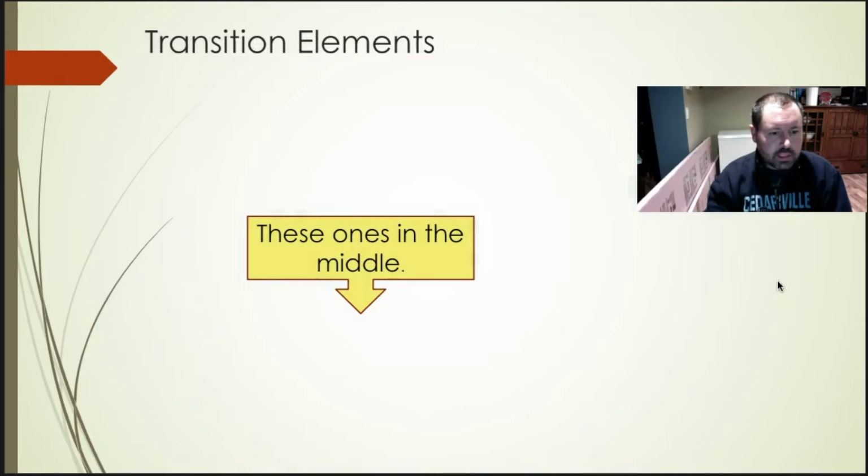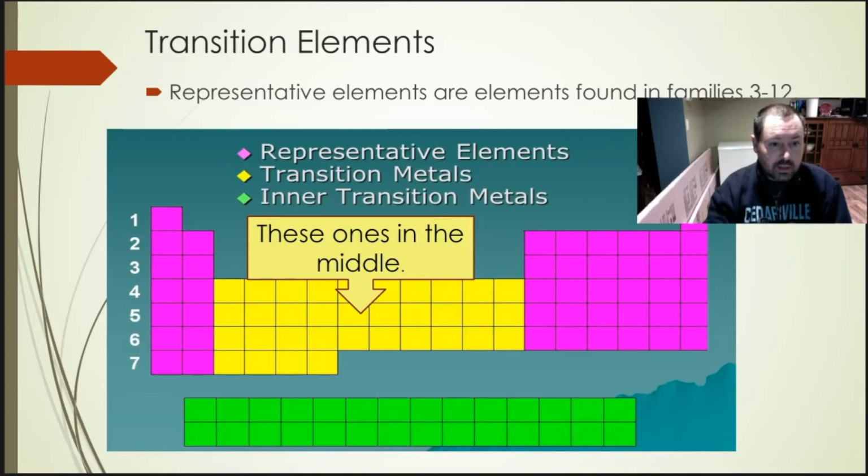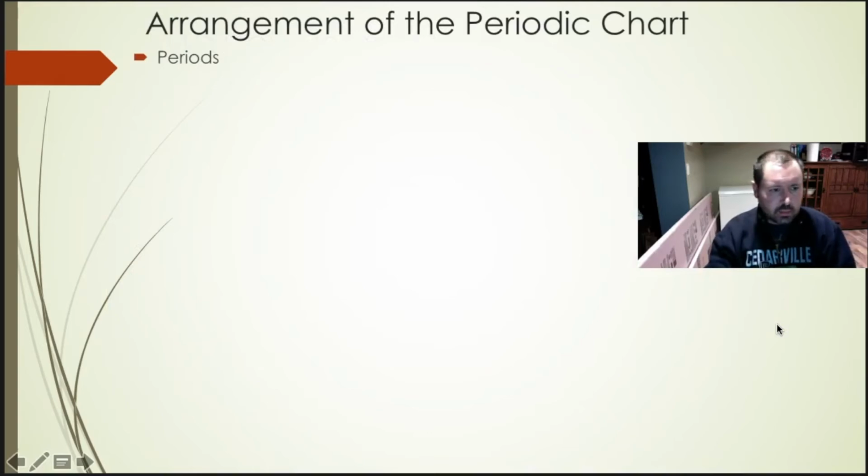Anyway, let's keep going. Let's talk about the transition elements. The transition elements are the ones in the middle. Oh, look, it says representative elements. Sorry, we need to switch that. The transition elements are families 3 through 12. It's the transition ones, the ones in the middle. It's not that they're less important. It's that when they behave, they don't necessarily have the same trends as the families and the representative elements. So we kind of treat them as their own separate group. But they fall in the middle of the periodic chart, and we'll see why in just a little bit.